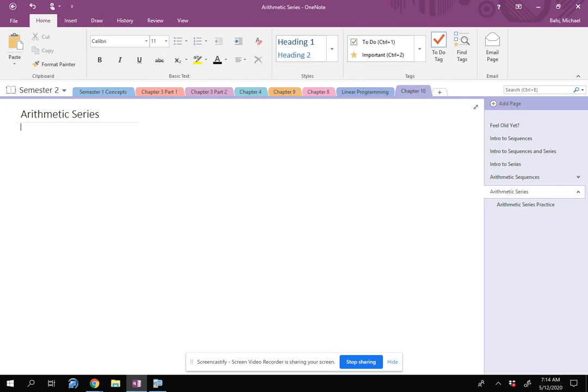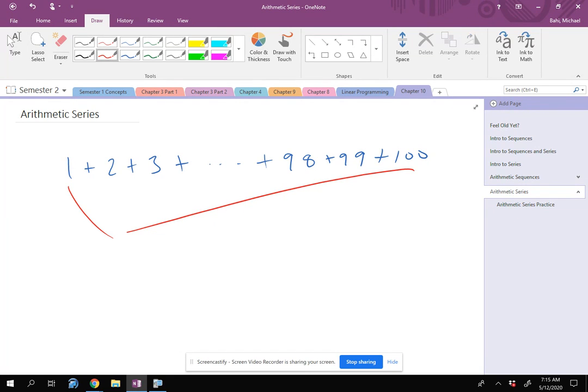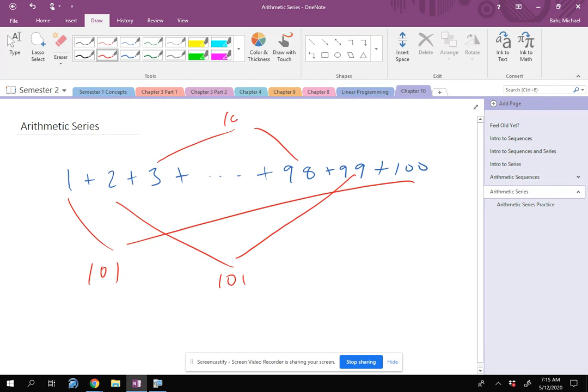So in the video, the teacher was asking the students to find the sum of all the numbers: 1 plus 2 plus 3, and all the way up to 100. One of the students in this class found a clever shortcut. The kid saw that if you add the first number and the last number, you get 101. If you add the second number and the second to last number, you get 101. If you add the third number and the third to last number, you get 101.